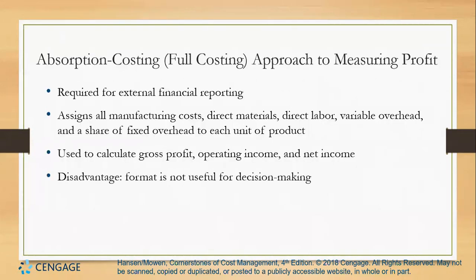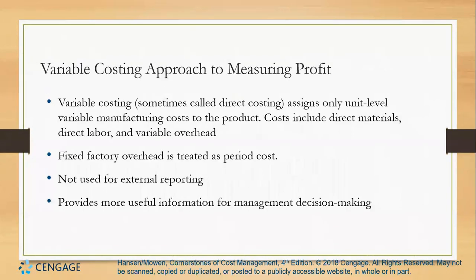Okay, so the absorption costing or full costing approach to measuring profit is used for external financial reporting. It assigns all manufacturing costs, direct materials, direct labor, variable overhead, and the share of fixed overhead to each unit of product. It is used to calculate gross profit, operating income, and net income. This format is not useful for decision making.